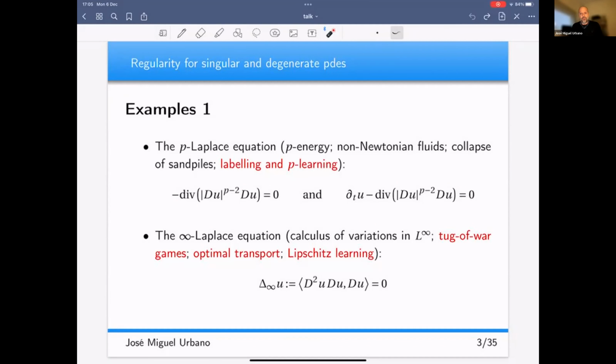The P Laplace equation appears in the minimization of the P energy and finds applications, for example, in the modeling of non-Newtonian fluids involving power laws, in the modeling of the collapse of sand piles, where you have a typically slow diffusion, fast diffusion phenomenon, because you see when P is, say, large, at the points where the gradient is above 1, the diffusion coefficient is very, very large. And when the gradient is less than 1, the diffusion coefficient becomes very small.